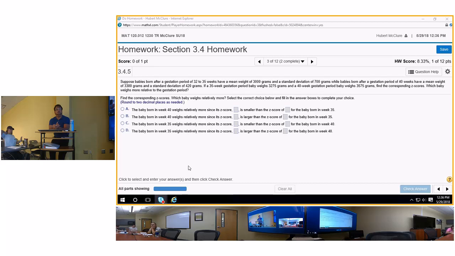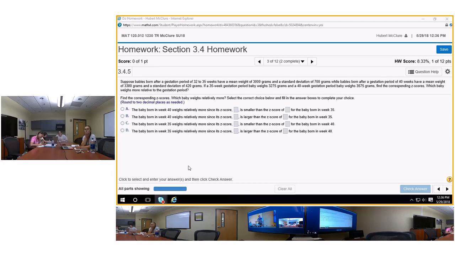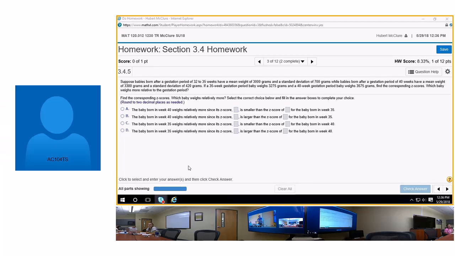All right. Suppose babies born after a gestation period. Boom. That's one. And then down there it says, while babies born after a gestation period of 40 weeks. Boom. That's two. So you got 32 to 35 weeks. That's A, if you want to call it Group A. And then Group B would be 40 weeks. So draw two bell curves. Now there's a reason I want you to draw a bell curve, but go ahead.